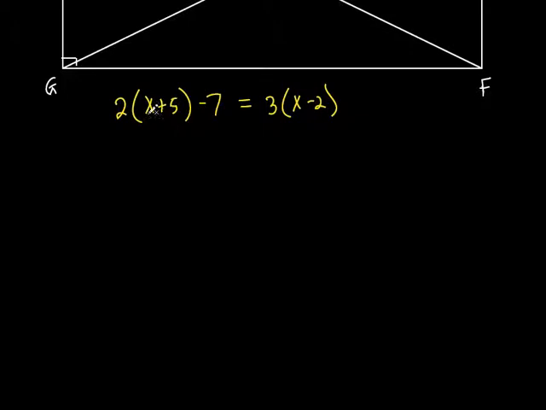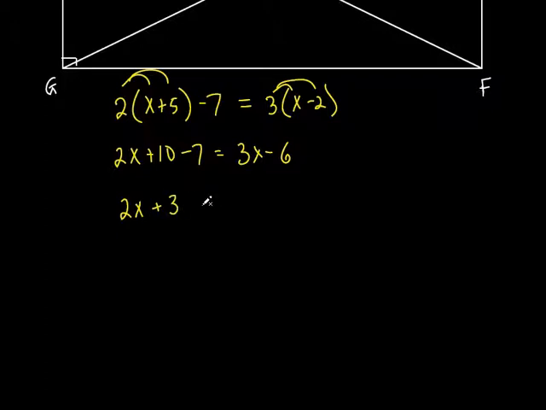So what we're going to do, first thing, is distribute the 2. So that is 2x plus 10. But then we've got to put a minus 7 here. Let's distribute the 3. So that's 3x minus 6. That's easy. Let's simplify the left-hand side before we start moving stuff around. 10 minus 7 is 3. It's a positive 3. Equals, and then you can't really do anything to that.